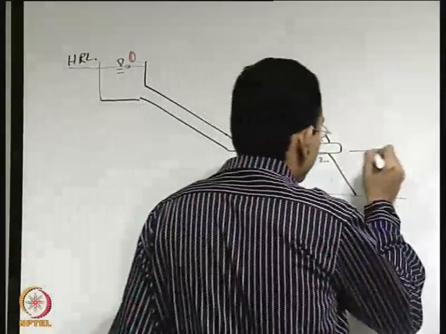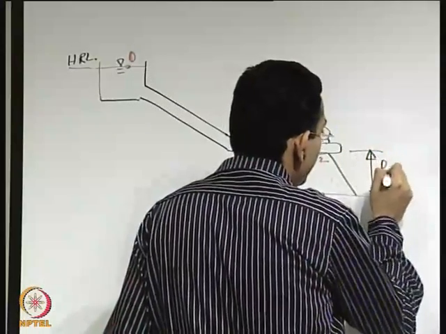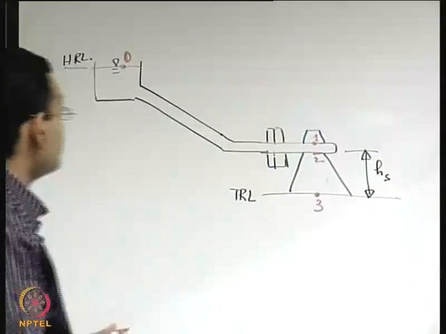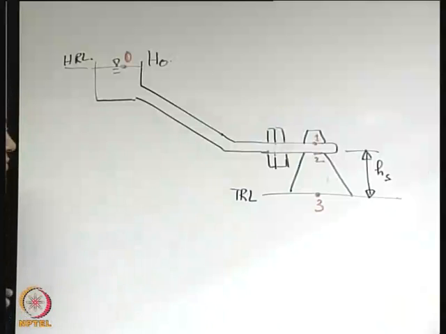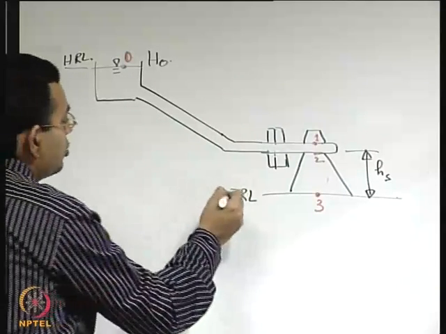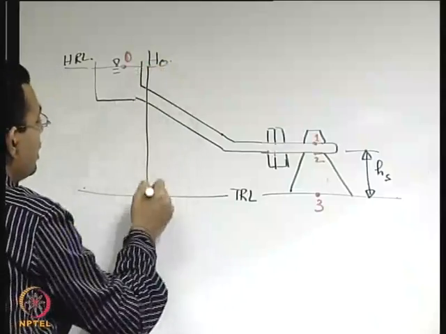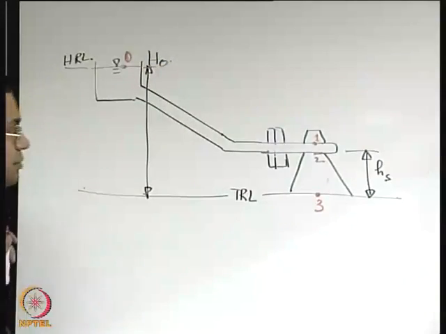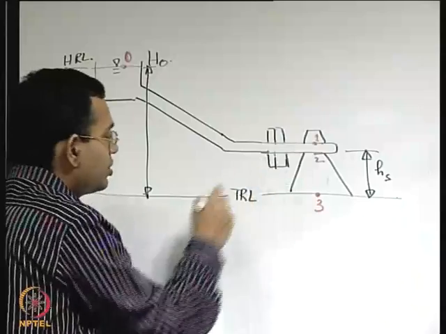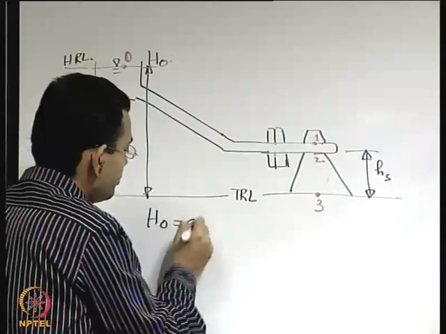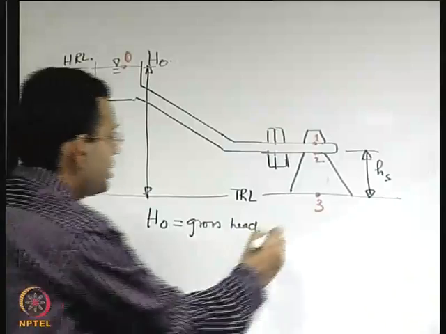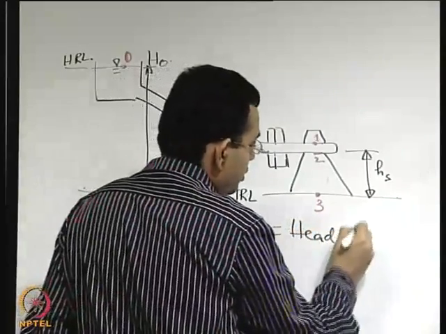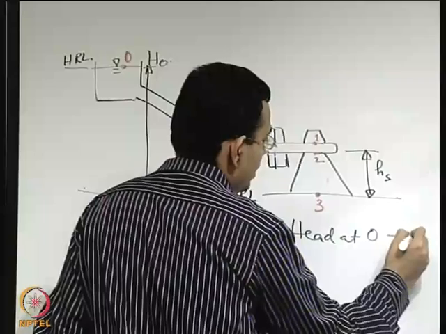So let us give a name to the height, say HS. Say the head at section 0 is H0. So when you have this H0, it is totally the potential energy head. So that is this one. What is important, this H0 is known as the gross head. So this is basically head at 0 minus head at 3.